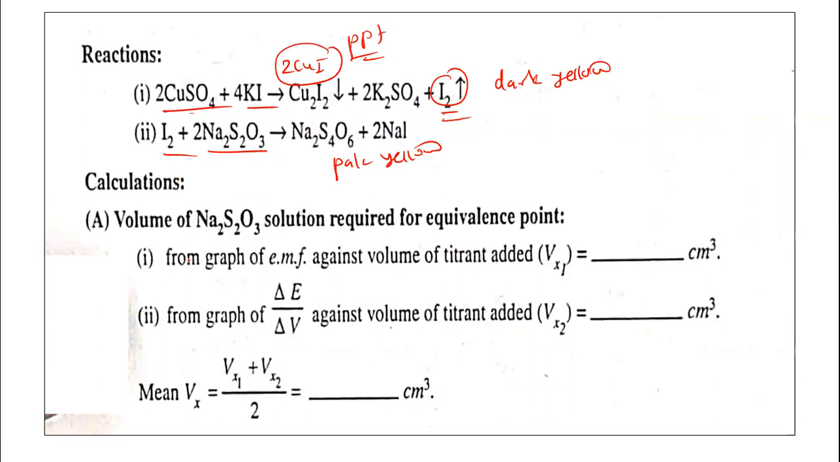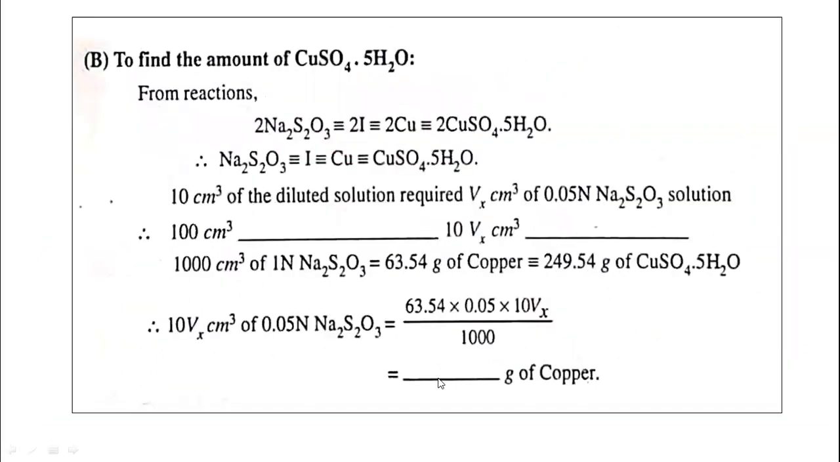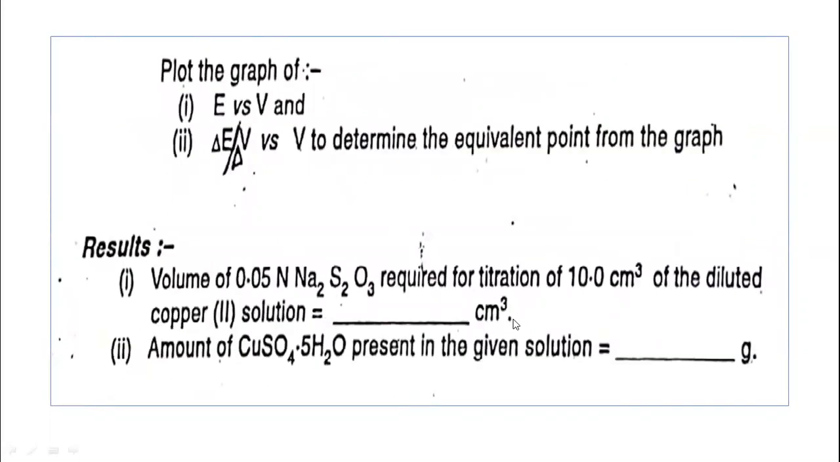So see here the calculation part, it is very simple. From the two graphs, we have to determine Vx1, Vx2, taking the mean and calculate Vx here. Okay, then that Vx value should be kept here in this formula, and according to this we can determine the amount of copper present in the given solution. Okay, see here. Then in the result, volume of sodium thiosulfate solution required for the titration of 10 ml of the diluted copper sulfate solution. So that is Vx here.